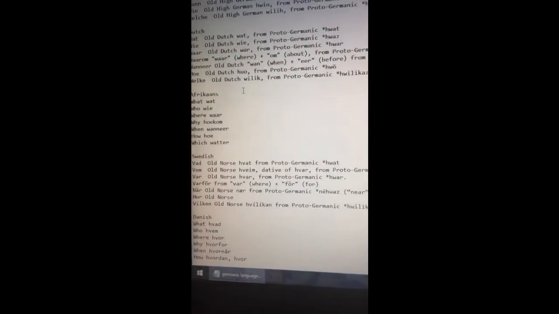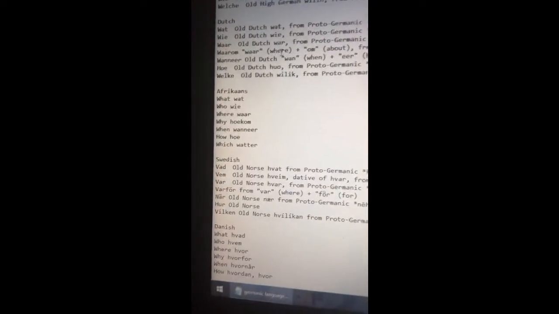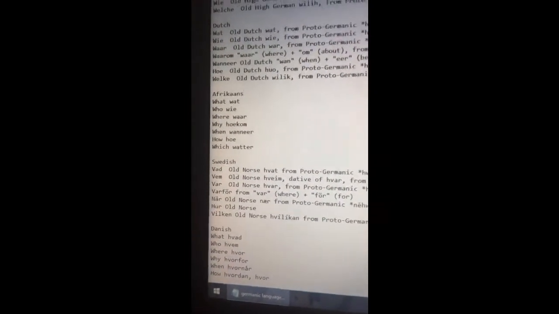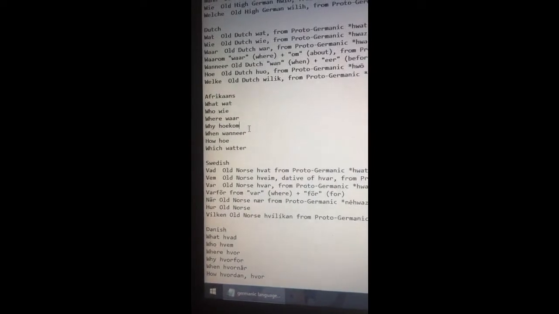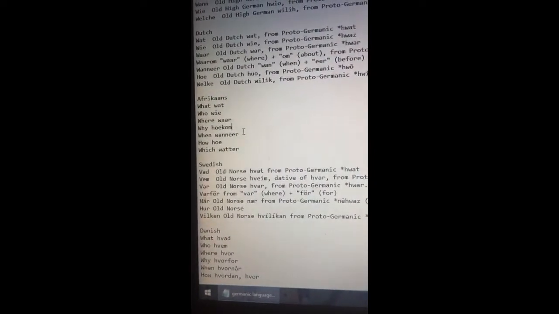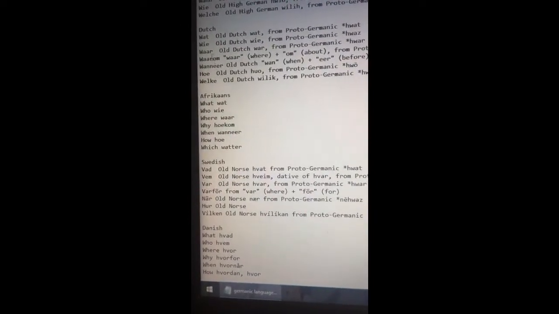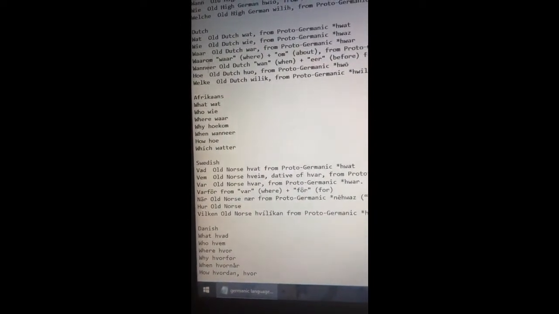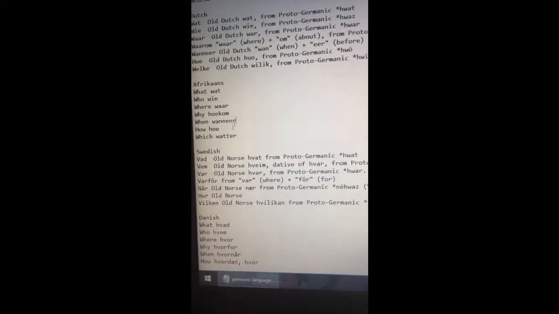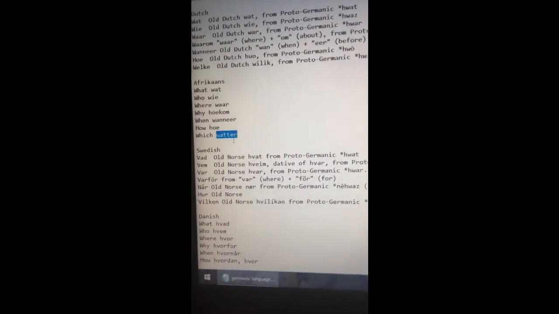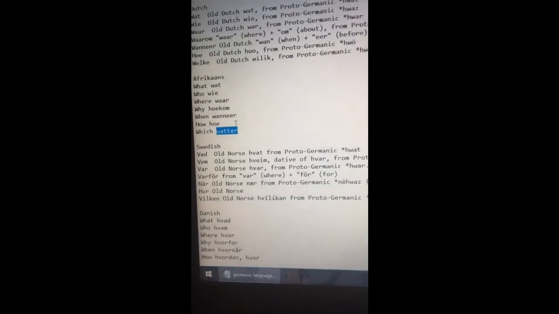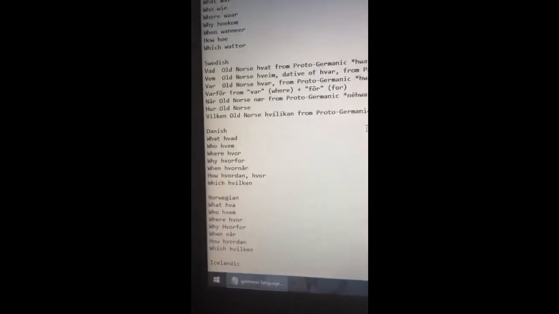The only difference in Afrikaans, so Afrikaans is descended from Dutch. The only difference here is the very last one. So wat, wie, waar, hoekom, wanneer, hoekom, waarom, another Dutch word is, there's different ways of saying it. Hoekom, wanneer, but watter, that is not used in Dutch, but it developed in Afrikaans. Now here's some interesting things. So this is Swedish. Swedish is descended from Old Norse.